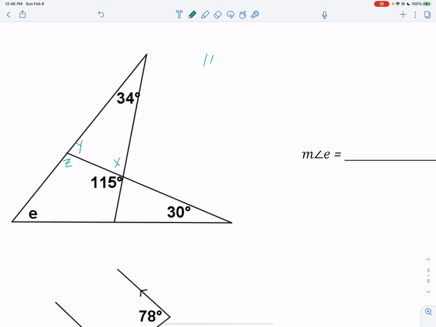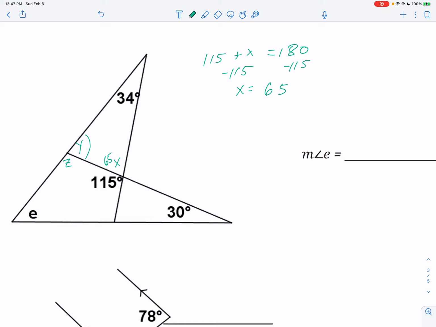I know that 115 plus X is a linear pair, so it's going to be supplementary, which means it adds up to be 180 degrees. So X equals 180 minus 115, which is 65 degrees, I believe. So this is 65 degrees.